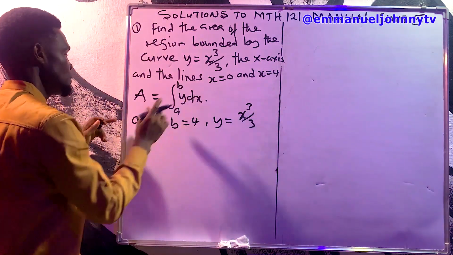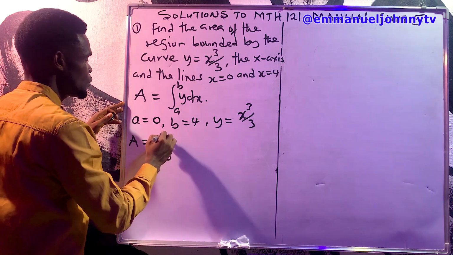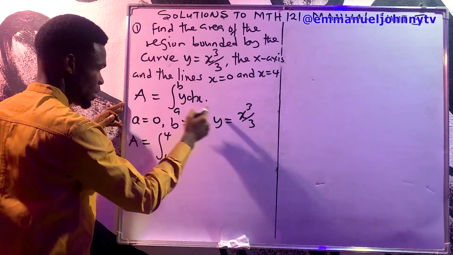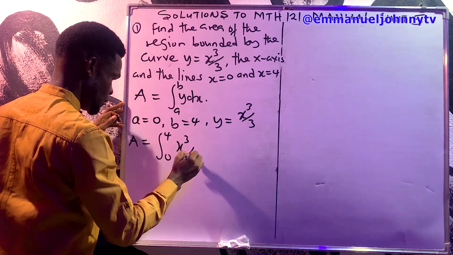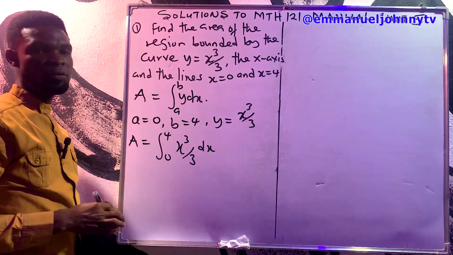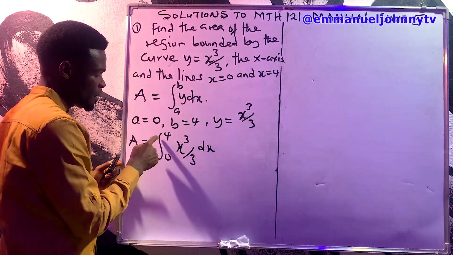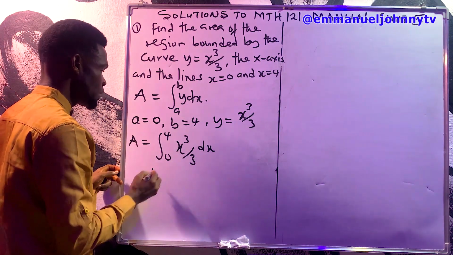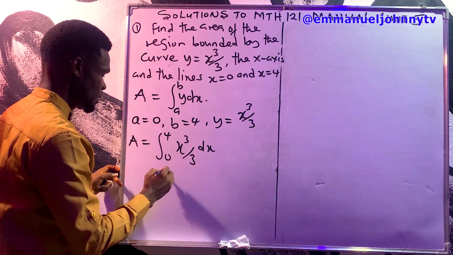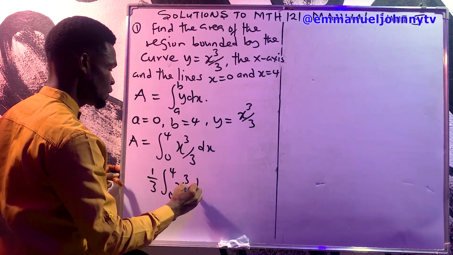So pack everything, put it into the formula, that the area A is equal to the integral from 0 to 4 of y, which is x cubed over 3 dx. So we can integrate from here. And note that before you integrate, you just take the constant outside the integral sign. So that will be 1 over 3. This is 1 over 3, integral from 0 to 4 of x cubed dx.